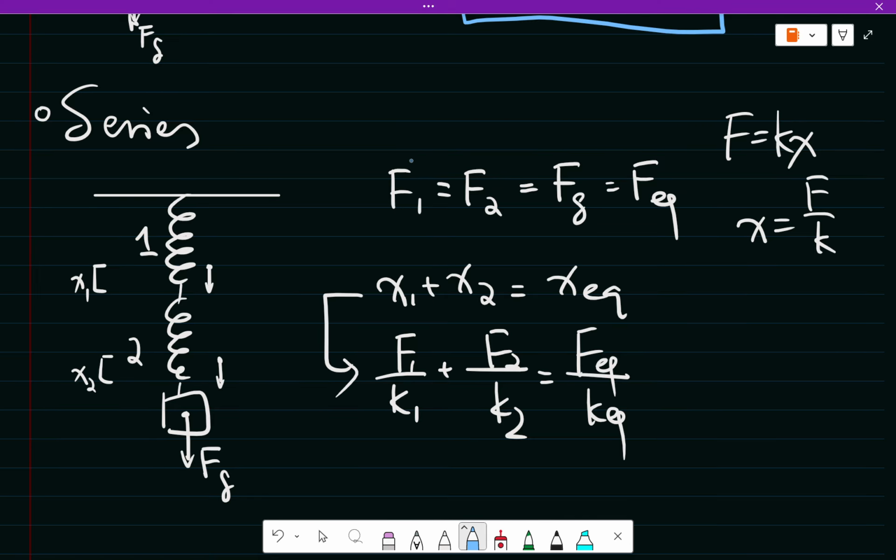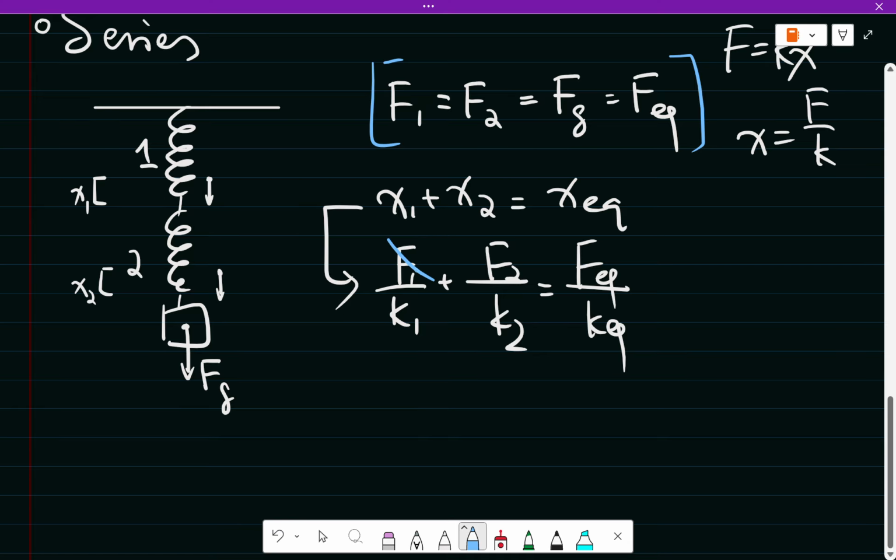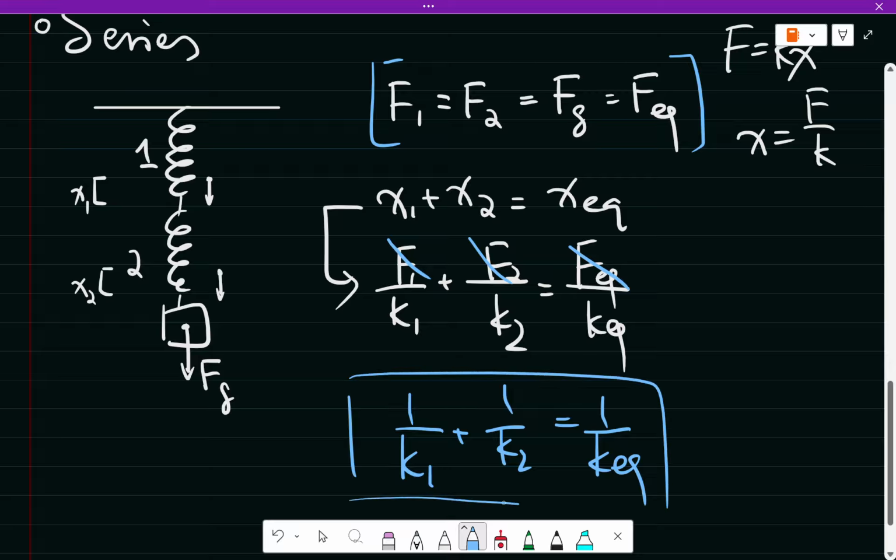As we stated before, F1 is equal to F2 is equal to F equivalent, so we can cancel out these three terms. We will have 1 over k1 plus 1 over k2 is equal to 1 over k equivalent. This is the formula that could be used to determine the equivalent spring coefficient for a series multi-spring system. So these are the derivations of these two very important formulas for the two multi-spring systems.